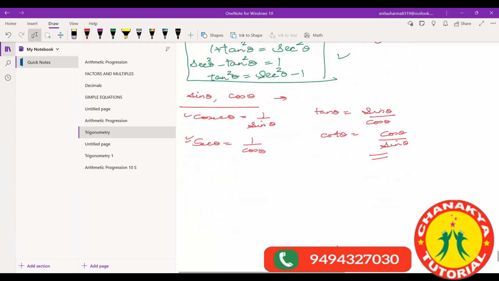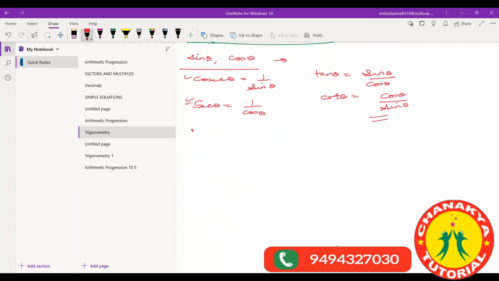So now see, suppose if you will be asked that, express cos A, tan A and sec A in terms of sin A. So what we have to do? You have to express in terms of sin A. Okay.